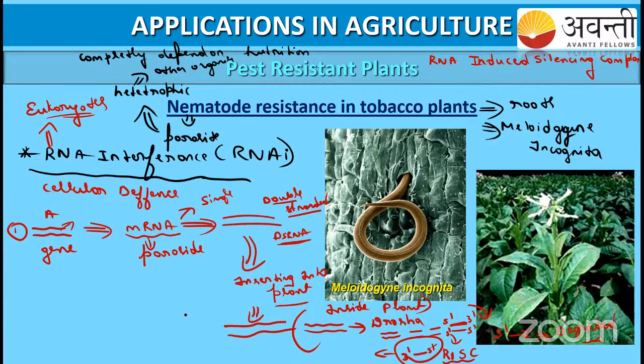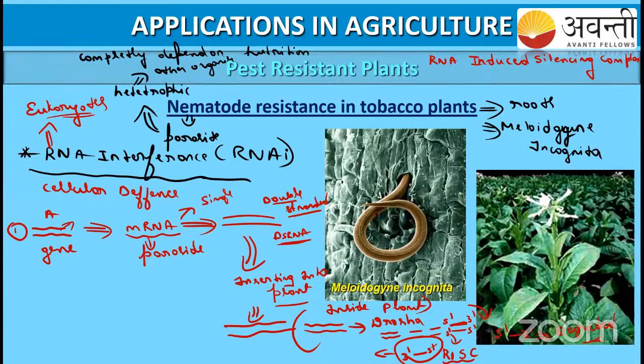Now, how it is: for our home, some unknown person has entered. What will we do? First, we will try to fight with him. Later, the police will also join hands with us, right? So the RISC complex is like the police, it has joined with us. Now we become very strong, right? So this is the thing we have done in the plant.